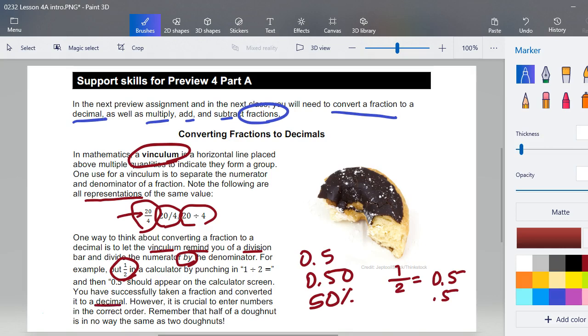However, it is crucial, very vital, that you enter numbers in the correct order. Because remember that half of a donut, like right here, is in no way the same as 2 donuts. Oftentimes I've seen students punch this in incorrectly and have 2 on their screen. And you've got to keep in mind that literally a half is not going to be 2 full donuts. It's just going to be a half, or 0.5 or 5/10.